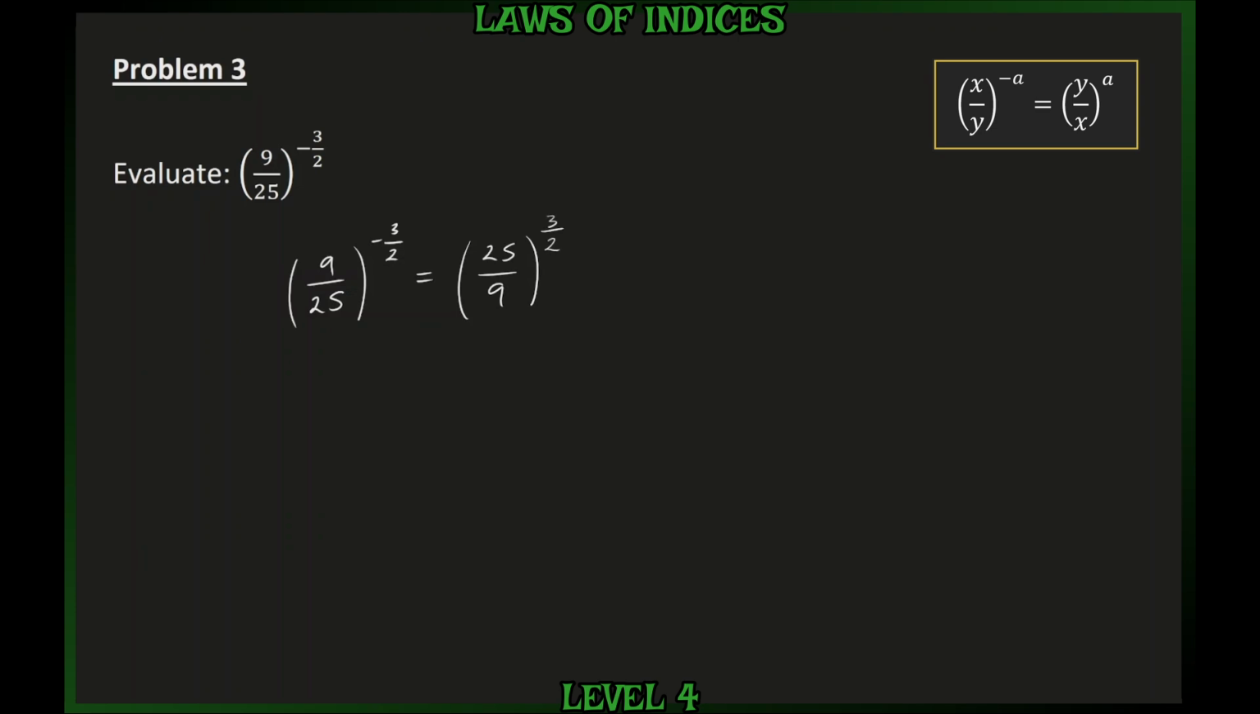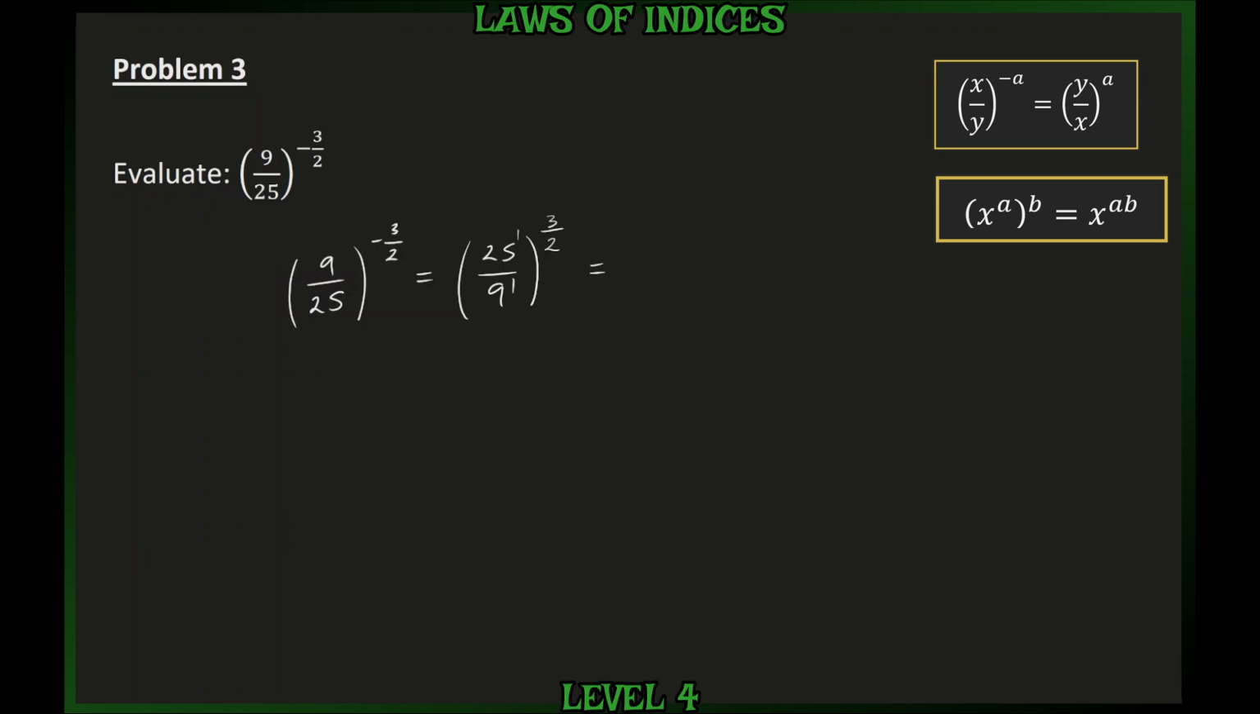Now we can also rewrite 25 as 25 to the power of 1 and 9 as 9 to the power of 1. And we can see that here we're raising powers to powers. And so to do that, we're going to use this law, which tells us that when we raise a power to another power, we multiply the 2 powers together.